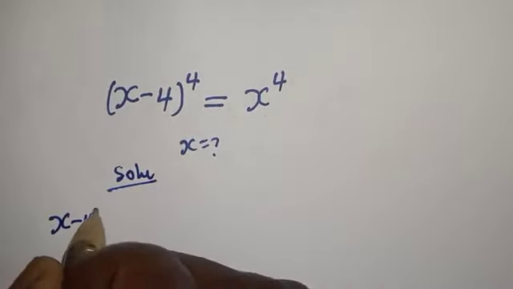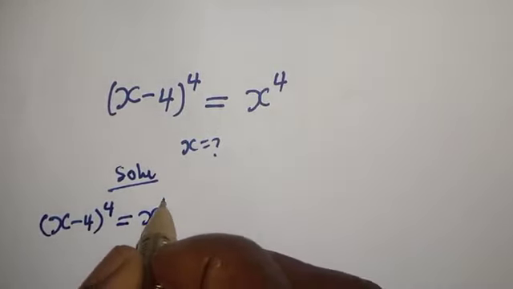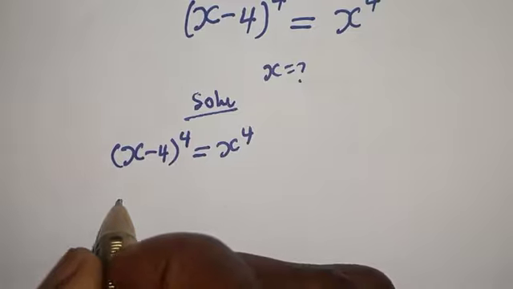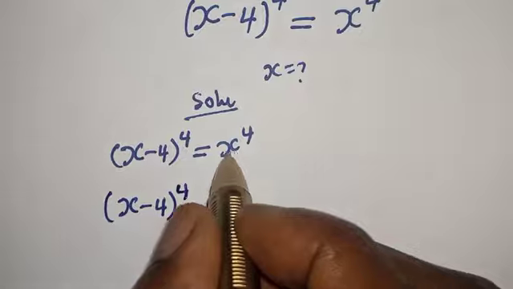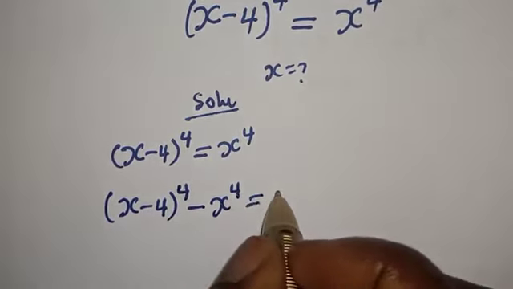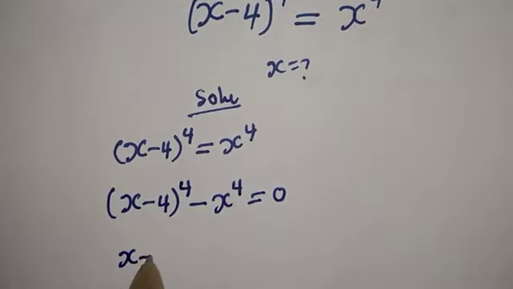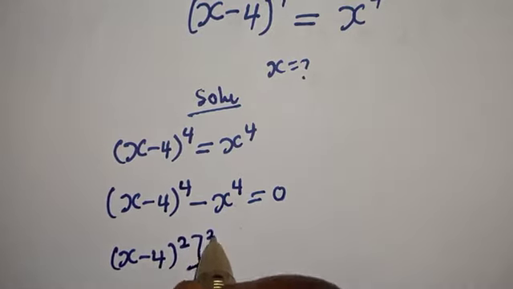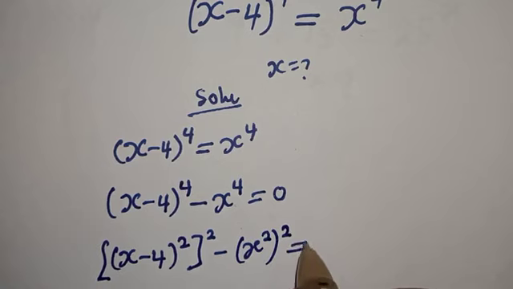(s − 4)^4 is equal to s^4. If you bring this to this side, it becomes (s − 4)^4 − s^4 = 0. Now this can be written as ((s − 4)^2)^2 − (s^2)^2 = 0.